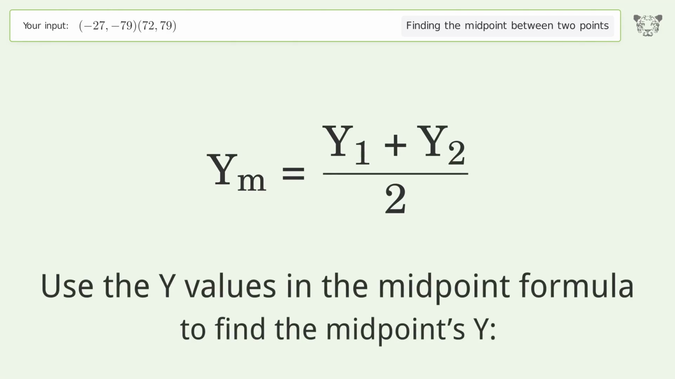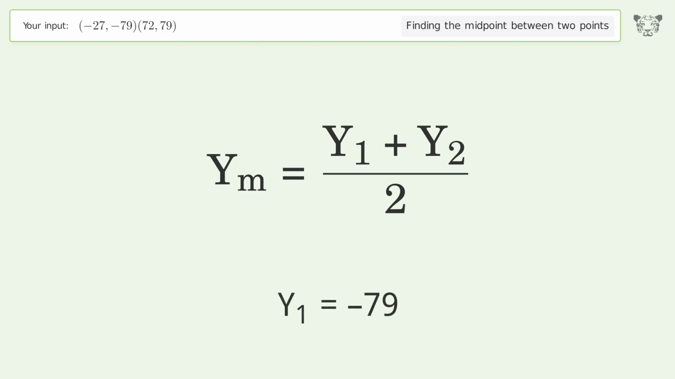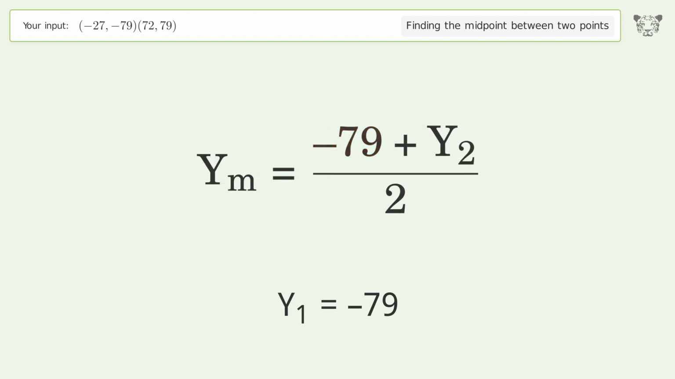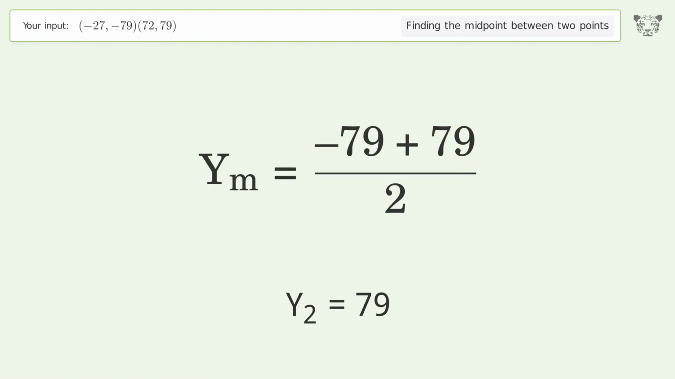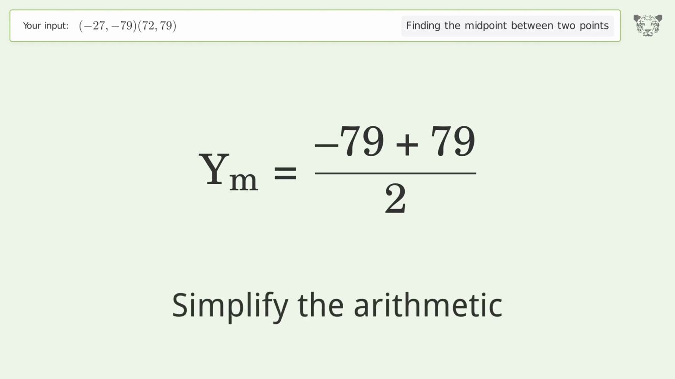Use the y values in the midpoint formula to find the midpoints y. y1 equals -79. y2 equals 79. Simplify the arithmetic.